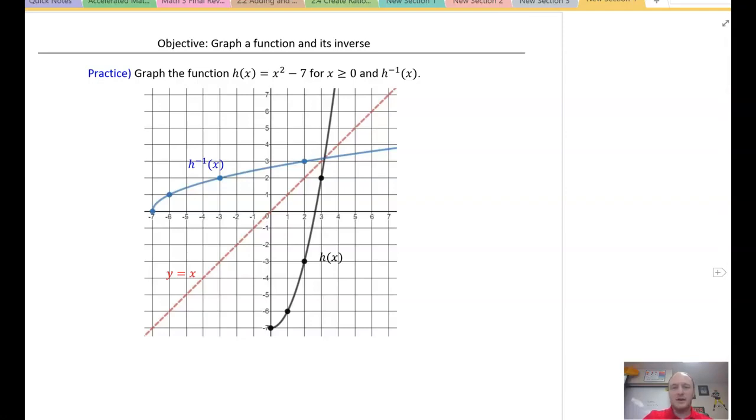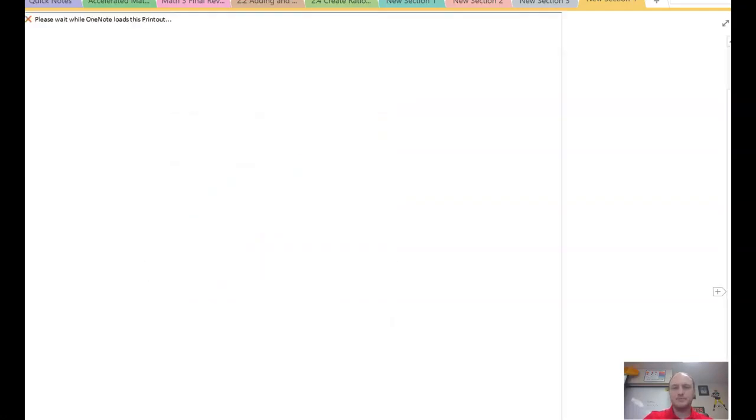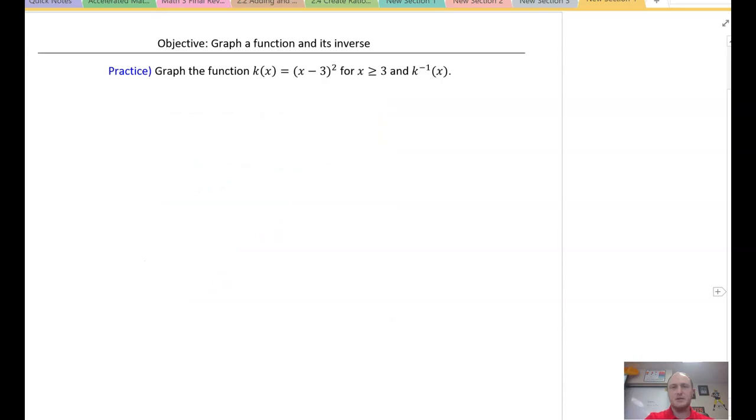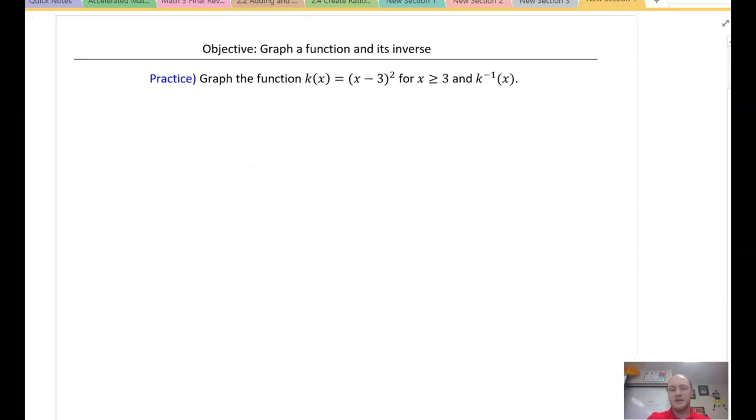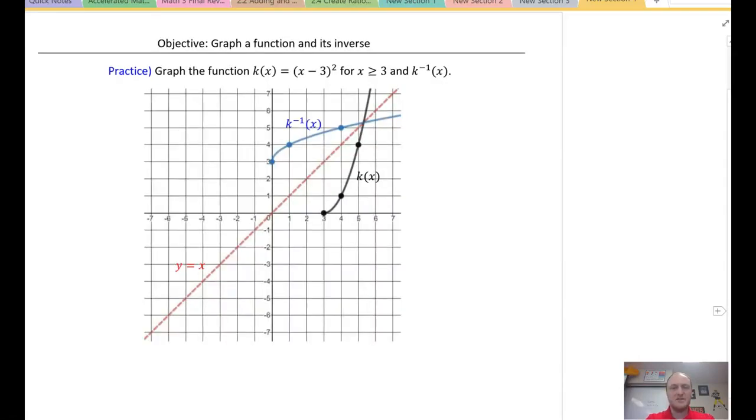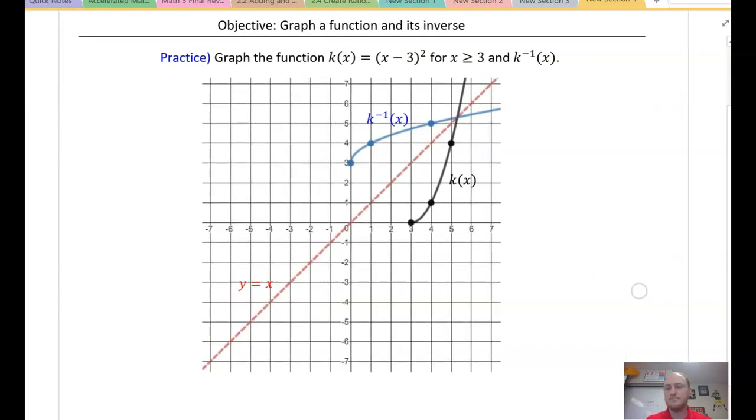And then the next practice problem is here. So please pause the video and try this one. And this would be your solution here.